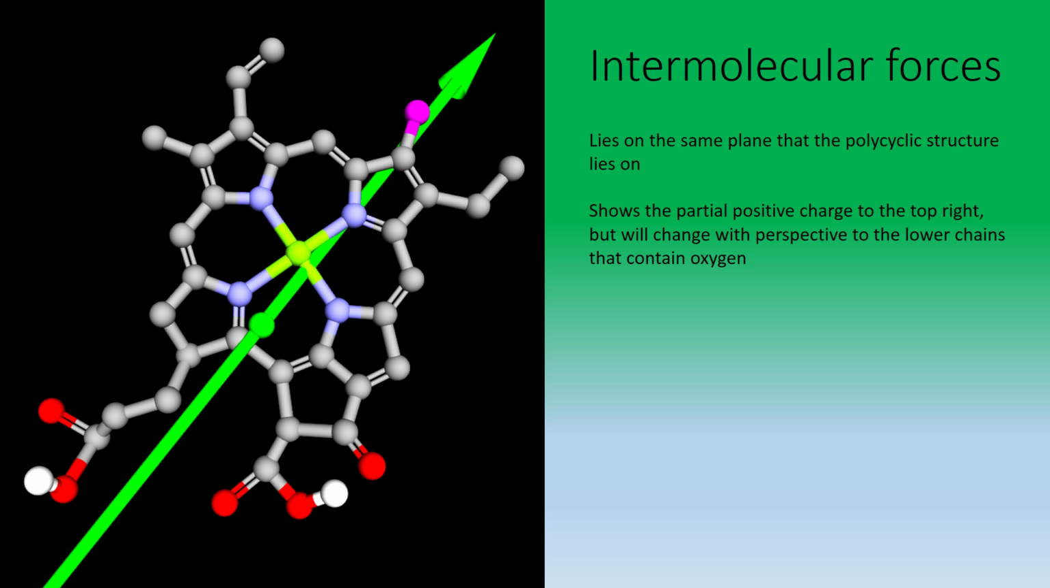And that's because of the oxygens on the bottom side of the molecule. These oxygens dramatically influence the dipole moments of chlorophyll and actually aid in providing really strong hydrogen bonds between other molecules.